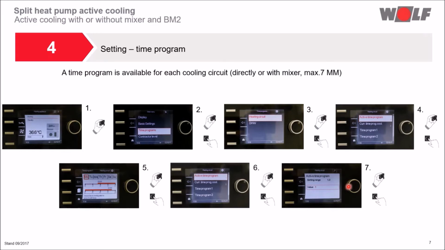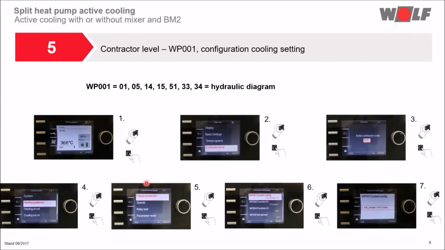A maximum of 7 mixer modules can be combined with the split heat pump. In the contractor level, the correct system configuration is set with the parameter WP1. The following configurations are available for the cooling mode: 1, 5, 14, 15, 51, 33 and 34. To select the system construction, we have to open the contractor level.